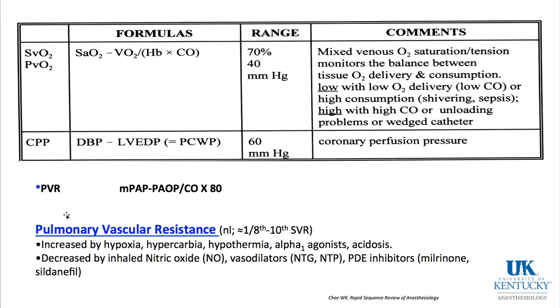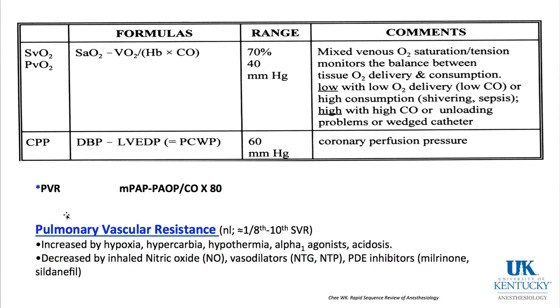Pulmonary vascular resistance, we showed how to calculate that, is a change in pressure over a flow. It's mean pulmonary artery pressure minus the wedge pressure over cardiac output times 80. And pulmonary vascular resistance is normally much less than systemic vascular resistance. In fact, approximately an eighth to a tenth of SVR.